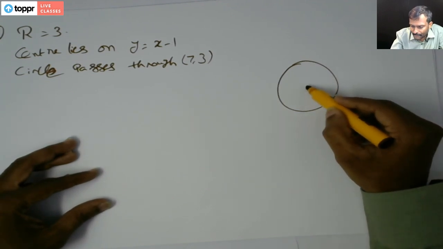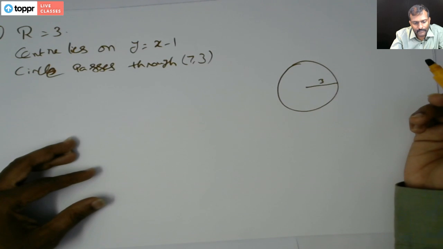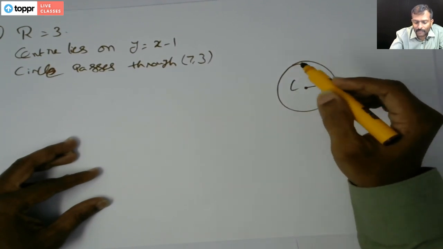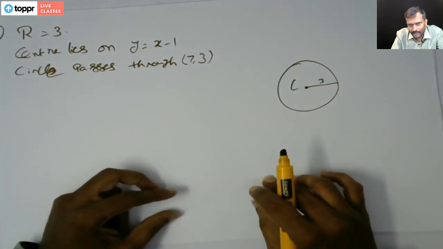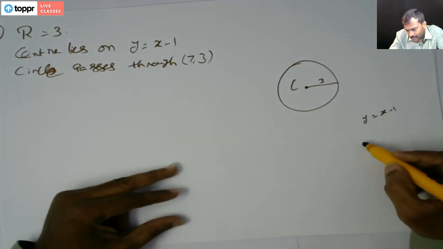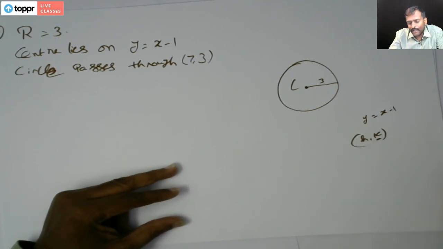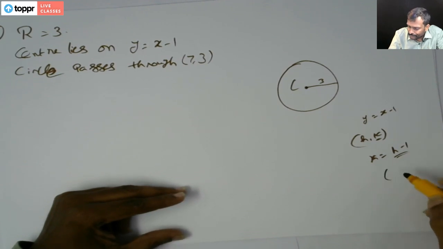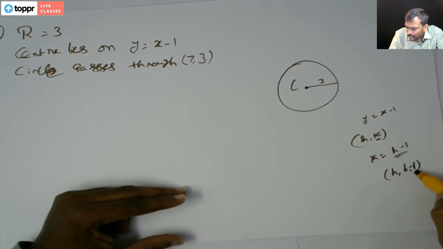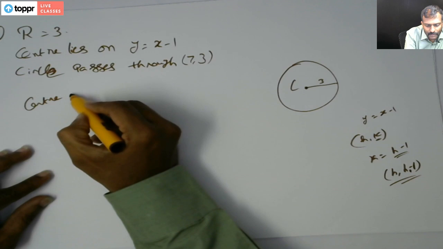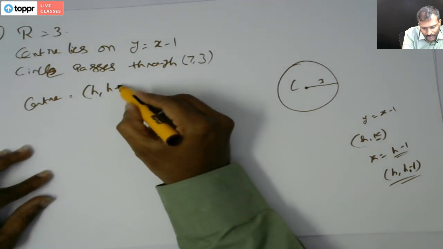The radius is 3, and we never know what the center is, but the center lies on a point on the line y is equal to x minus 1. Generally, what do we take the center as? h comma k, where k is the y coordinate, right? So y is equal to x minus 1, so k is equal to h minus 1. So here h comma h minus 1 can be treated as the center of the circle, right? So the center is h comma h minus 1.